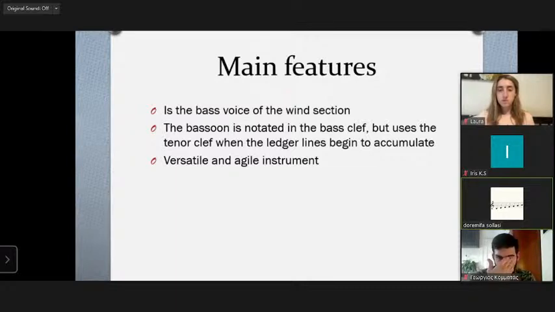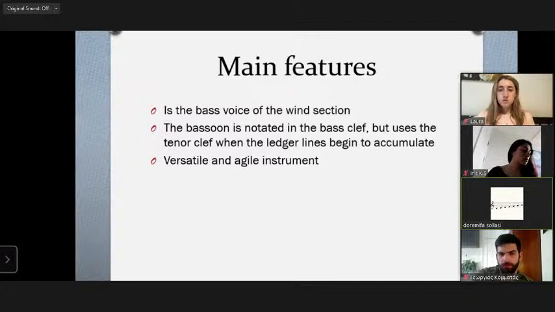So the bassoon is the bass voice of the wind section. This instrument is notated in the bass clef, so remember that. And sometimes we can use the tenor clef if we want to avoid a lot of ledger lines. It's the same that happens with the cello. You remember that in the cello, we usually use the bass clef, but sometimes, if we want to avoid ledger lines, we can use the tenor clef.